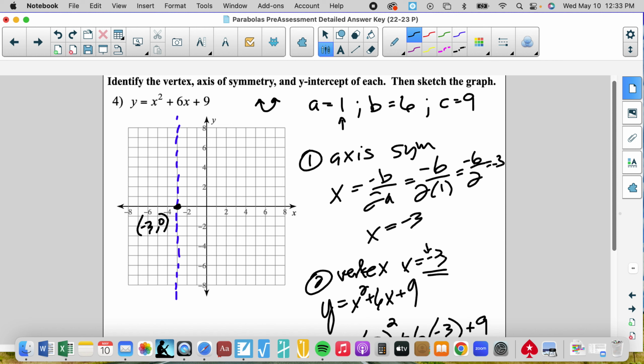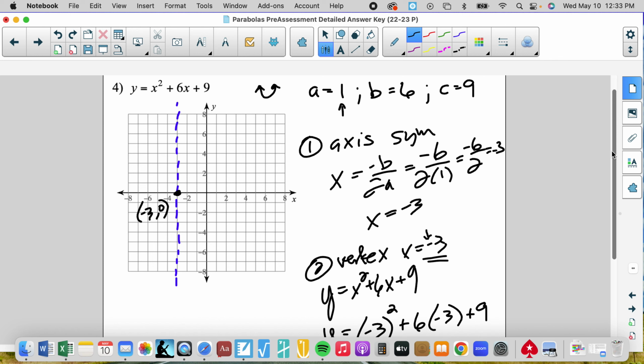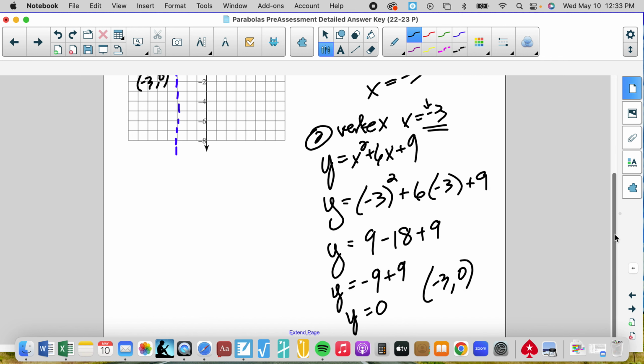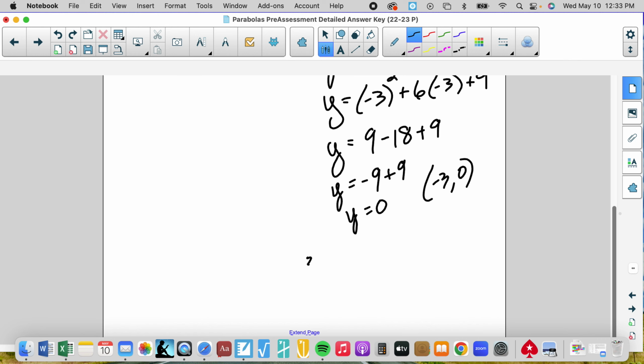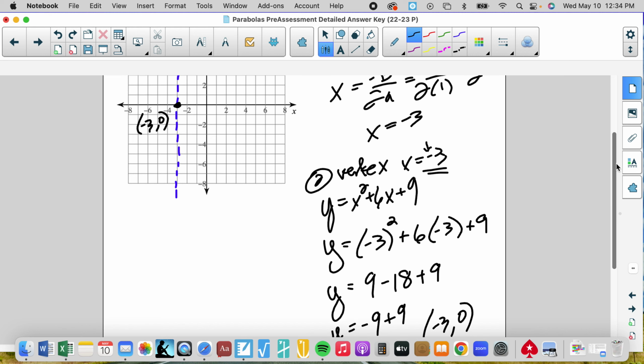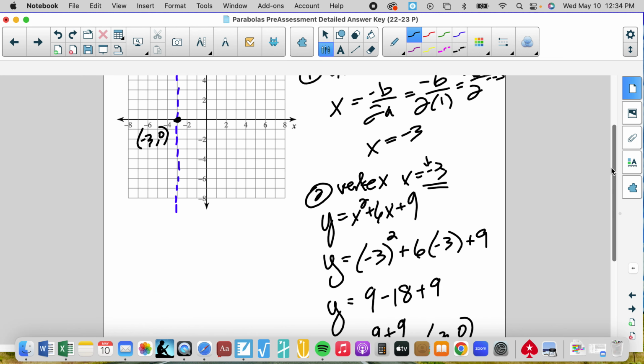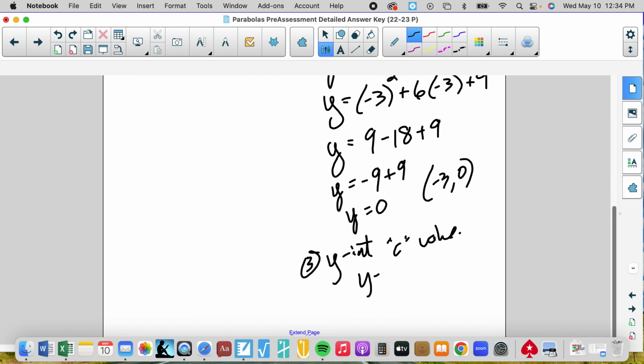You don't have to technically plot that in this one, but it's just neat to know that there are x-intercepts and y-intercepts. So speaking of said y-intercept, let's find that y-intercept. Y-intercept we know is my c value. So my c value is 9. My y-intercept equals 9, which is the point 0, 9.